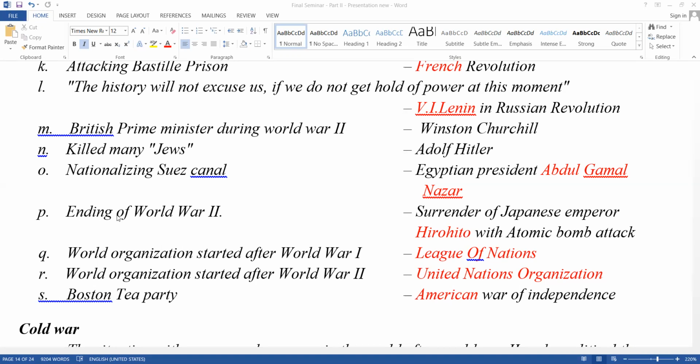Right, so this one: the ending of World War II was by Emperor Hirohito of Japan. The world organization started after World War I to protect world peace is the League of Nations. The world organization started after World War II to protect world peace is the United Nations Organization. Boston Tea Party, American War of Independence.